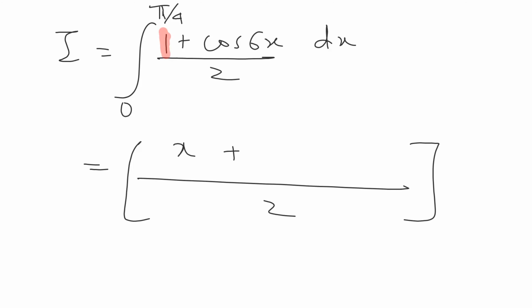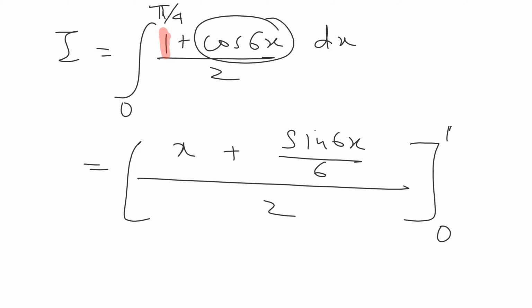Anyone, what is the integration of cos 6x? Sin 6x upon dy dx of 6x, that is 6. So this is the integration of the entire term, from 0 to pi by 4. So I think we have integrated. Now, after this particular step, what I'm going to do is box minus box, bracket minus bracket.